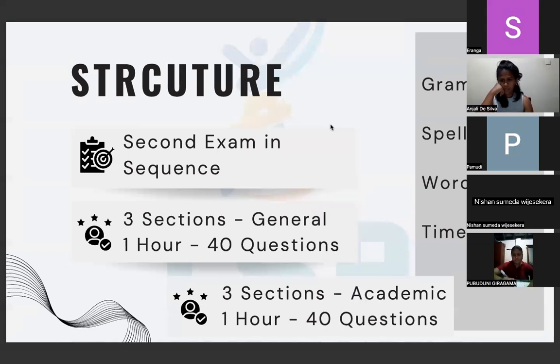I will elaborate on it when we get to the paper. Okay, but just keep in mind, this word count is very important. Final one is time. This is where a lot of you struggle.